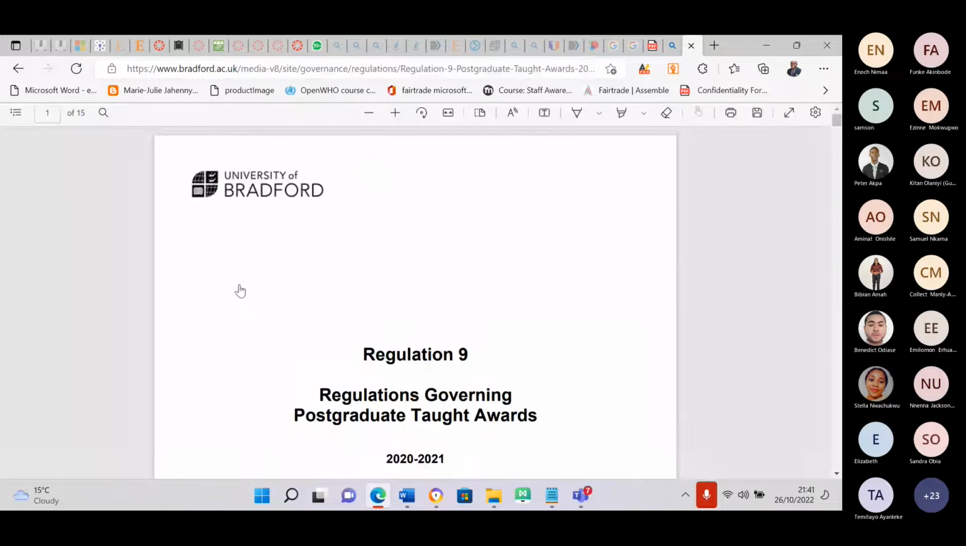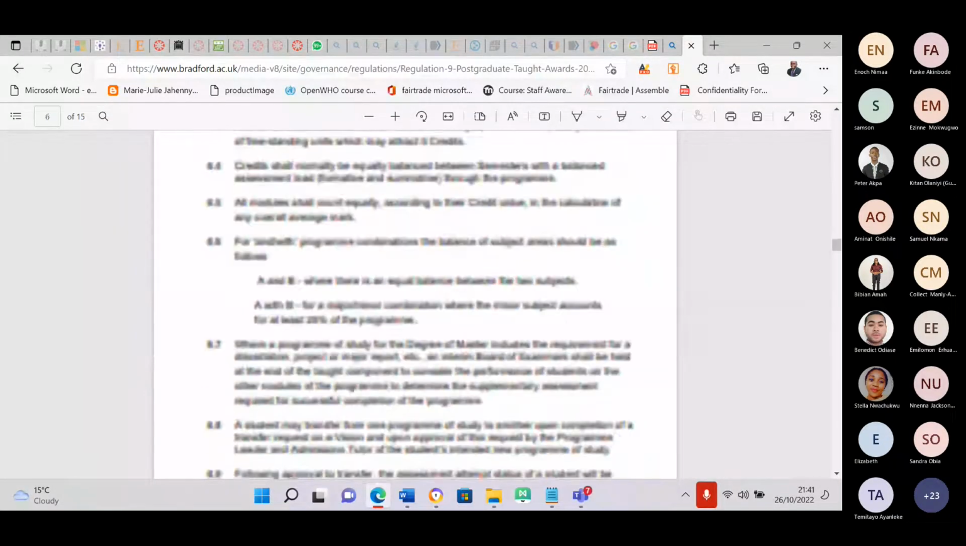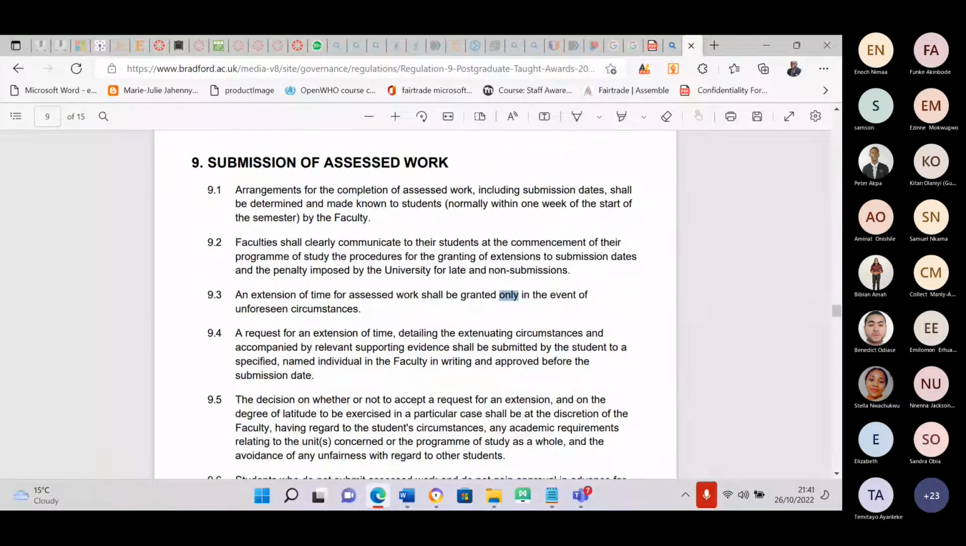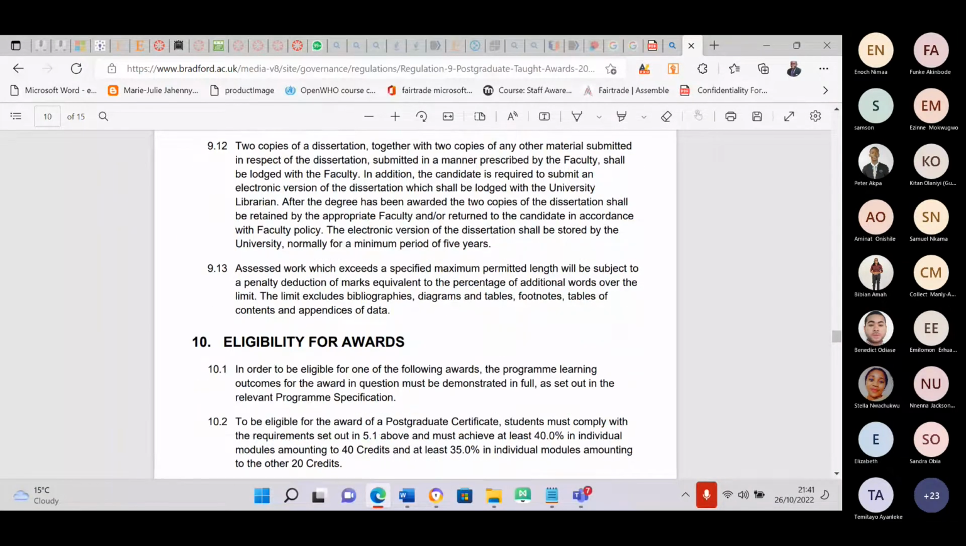Open it. Now, this line is breaking. Go down to section 10.9. Section 10.9. Yes.